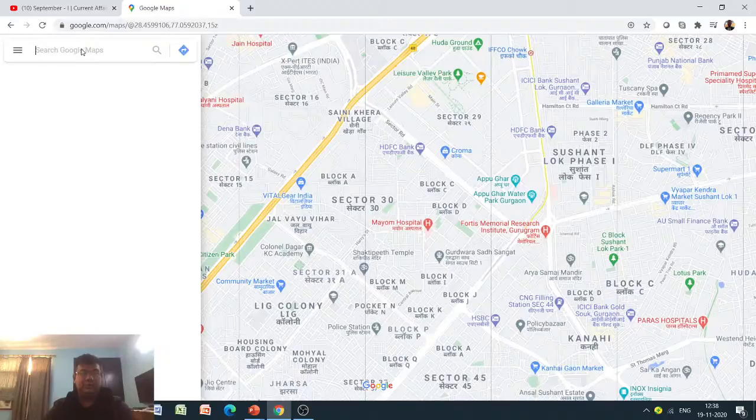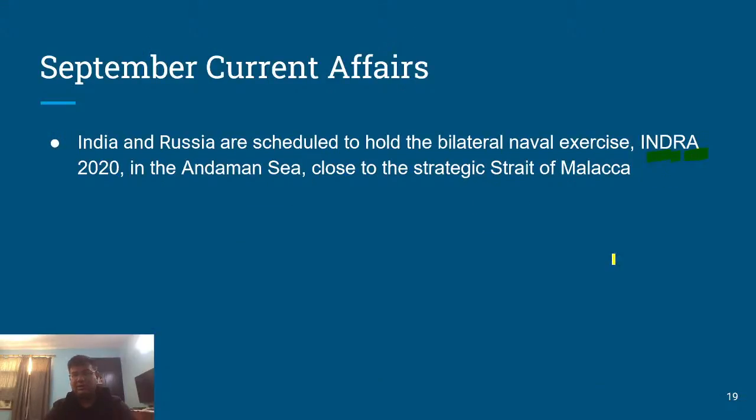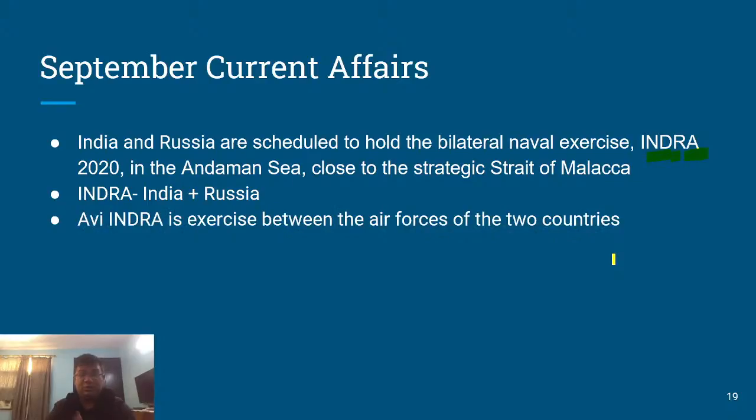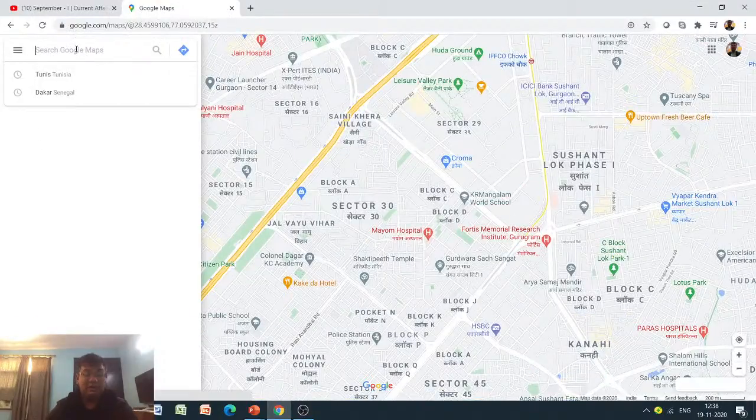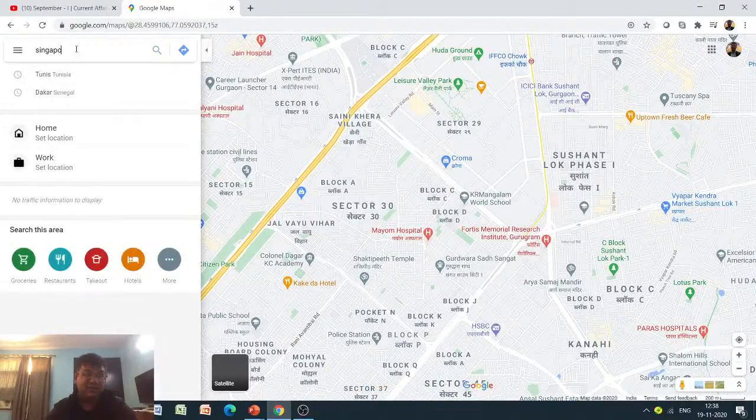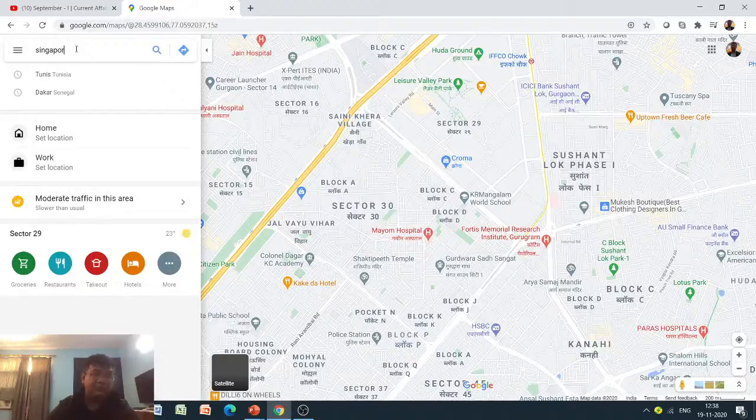So I'll just show that to you guys in a bit. So Indra, as I told you, is India plus Russia. There's also another exercise called AV Indra. As the name suggests, this is an aviation exercise. So obviously, this includes the air forces of the two countries respectively. So actually, I'm writing down the name of the country. As you can see, Singapore.